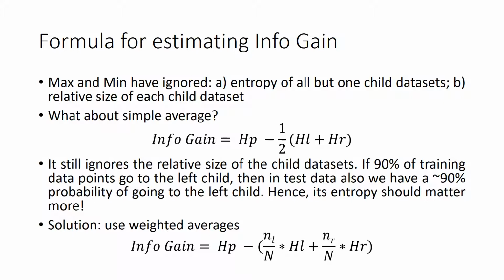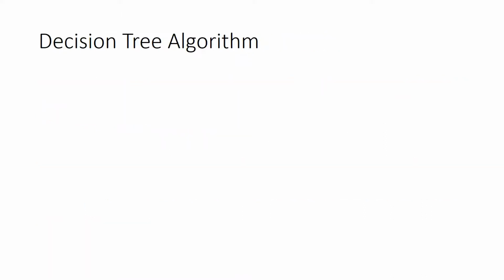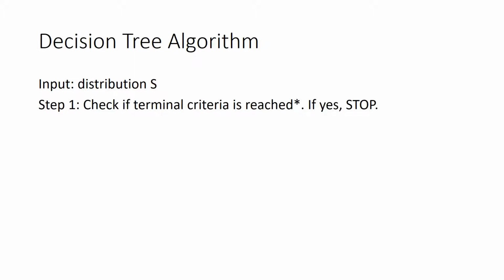Now that part is at rest. Now we can basically build an algorithm that uses this formula to create a decision tree. And that's what we are going to do in the next slide. So the algorithm is therefore this. I start with an input distribution S. I check if my terminal criteria is already reached, and if it has already reached, then I stop. What does it mean? We'll come back to it.